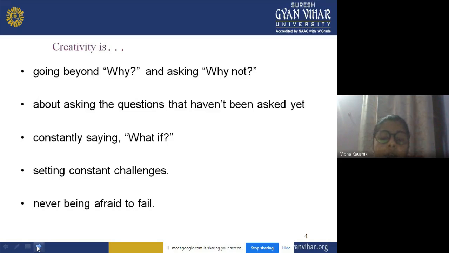Constantly saying, what if I choose that, what if I choose path B, what will happen if I choose path C. So creativity will be there when we are continuously asking what will happen if I choose that thing. Setting constant challenges, means we are setting continuous challenges for ourselves. Never being afraid to fail, means when you are in a creative process, you might fail on the first day, but you must not be afraid to fail when you are in the process of creating something new.